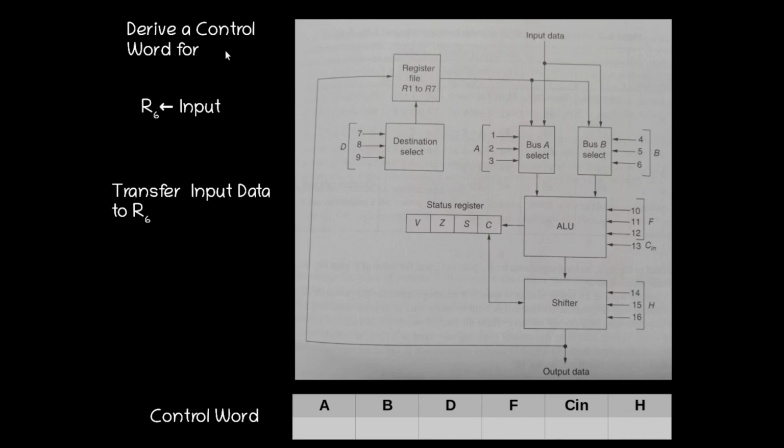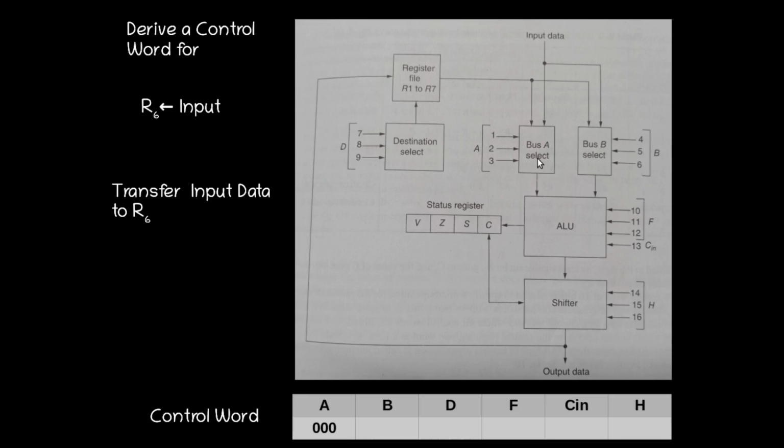Then we can consider another micro operation. R6 gives input, that is the external input data that we have to store into register R6. Transfer input data to R6. Here the source operand is actually input data. So to select input data, we need to give 0 0 0 here. That will select input data.